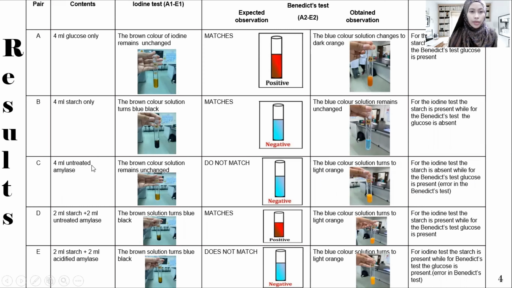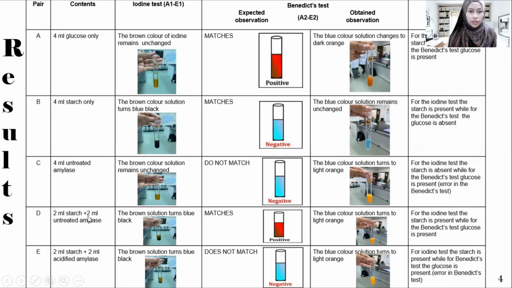And for C, 4 ml of untreated amylase, the brown color solution remains unchanged in the iodine test. So it shows the absence of the starch. And the blue color solution turns to orange in the Benedict test, but we should get the blue color solution remaining unchanged. So here is an error in the Benedict test. It must show the absence of the glucose actually.